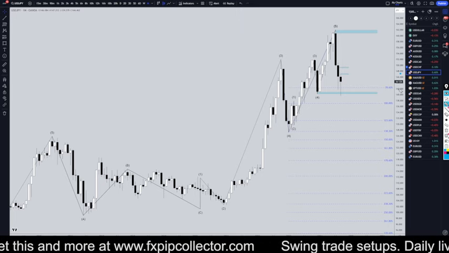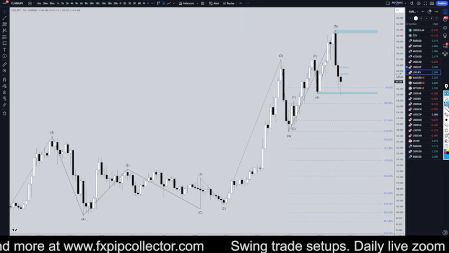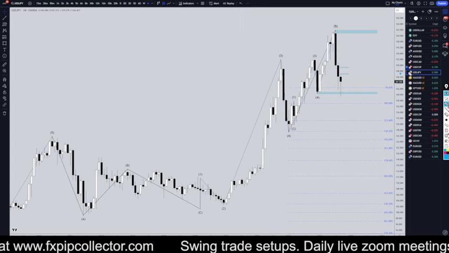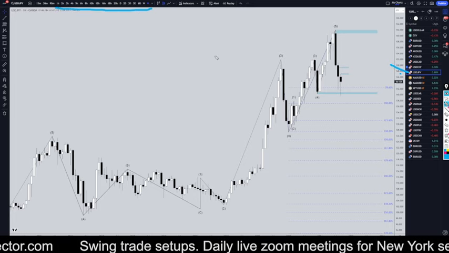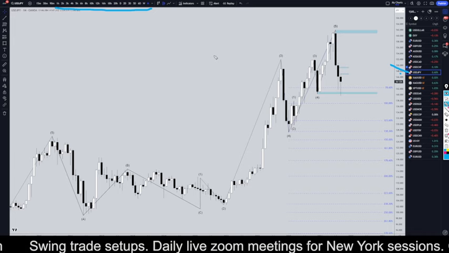Today is Tuesday, September 24th, and I'm going to be analyzing the US dollar yen starting on the monthly, working my way all the way down to the 1 hour time frame for the full top down analysis.